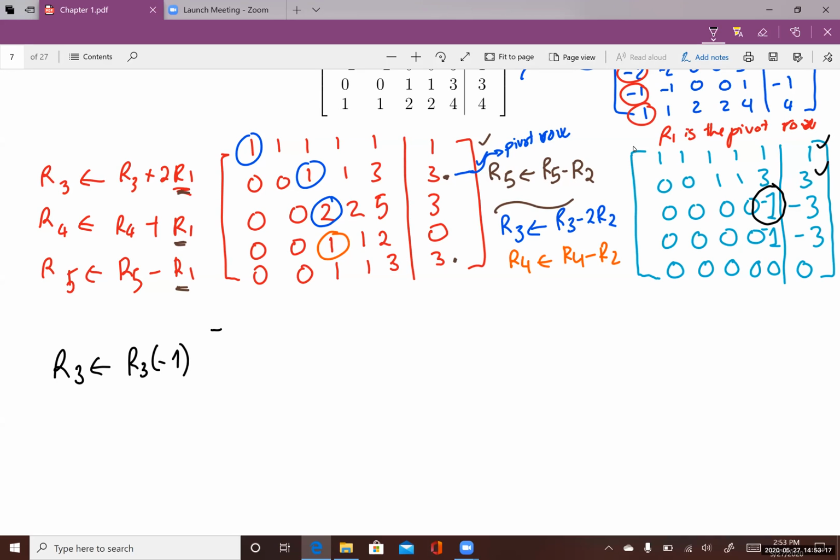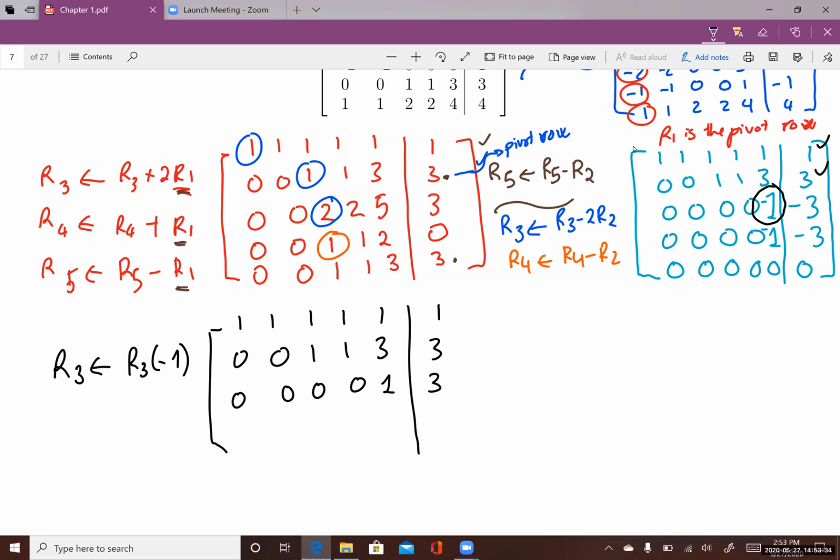So using one operation, transforming the third row into 0, 0, 0, 0, 1, 3. And then the fourth row will stay the same. And then the last row, of course, is still a 0 row.